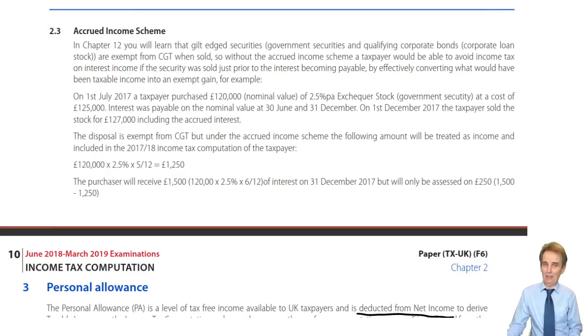Okay, well, finally in this particular session, rather than firstly as it should have been, we go back to section 2.3 in your chapter 2 notes on something called the accrued income scheme. Now, we all know what the accruals concept is from our financial accounting, our financial reporting studies. What's going on here? Right. It's still to do with interest income, savings income as we know it.